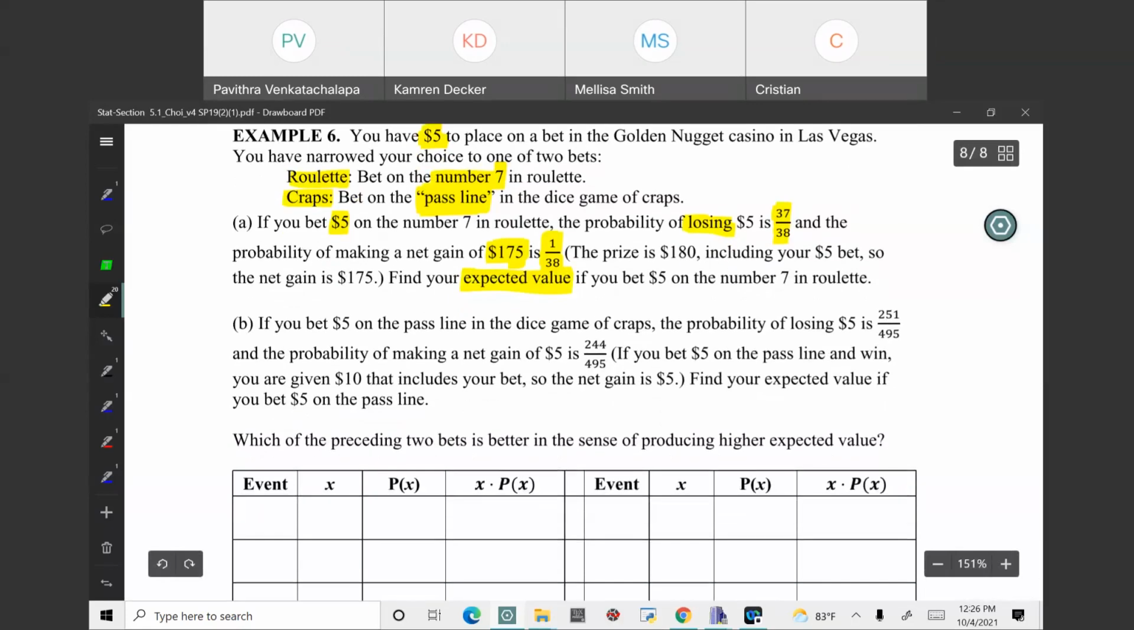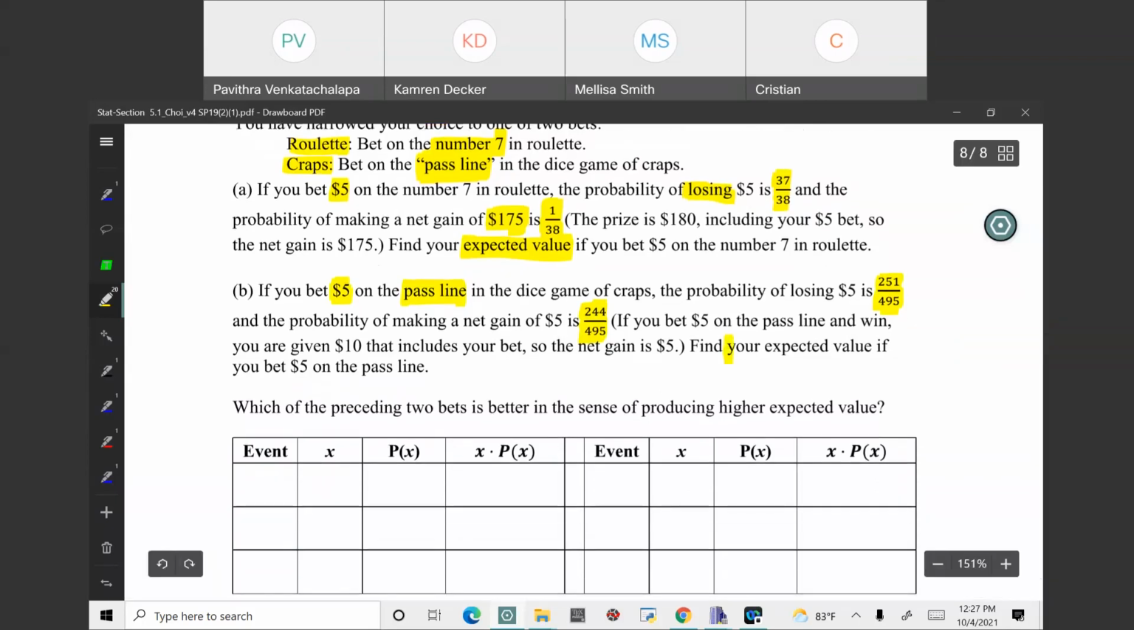Okay, let us look at the next game. Here also they are betting $5 on the pass line. Probability of losing is 251 by 495. Probability of making a net gain is 244 by 495. Now here you're supposed to find the expected value. So there are two games, so two tables, you're supposed to find the mean.